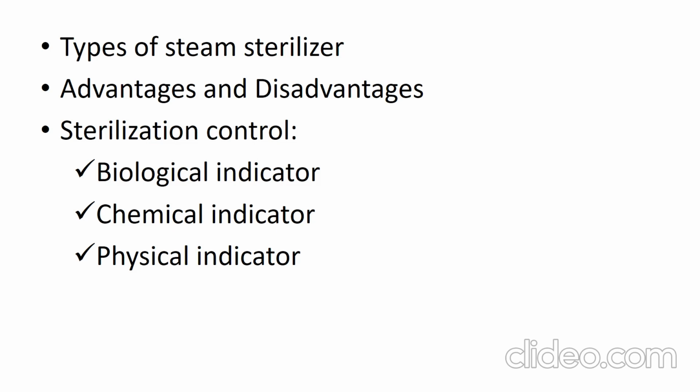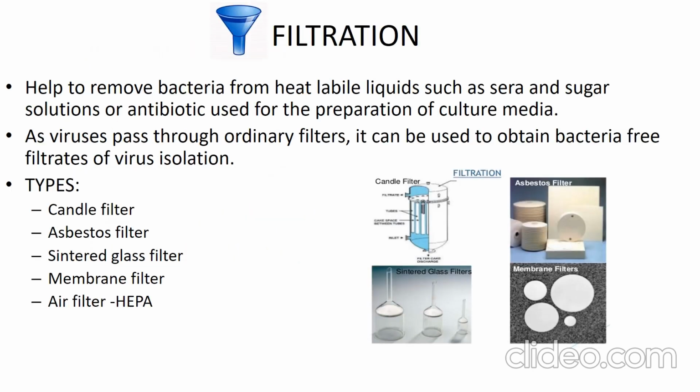Next is the filtration, which helps to remove bacteria from heat-labile liquids like serum and sugar solutions, or the antibiotic containing culture media. All these can be filtered. They just remove the bacteria, not kill. As viruses pass through ordinary filters, it can be used to obtain bacteria-free filtrates for virus isolation. The membrane filters usually have pore sizes of 0.2 to 0.4 micrometer, which usually filter the bacteria.